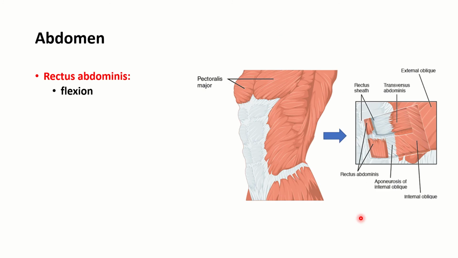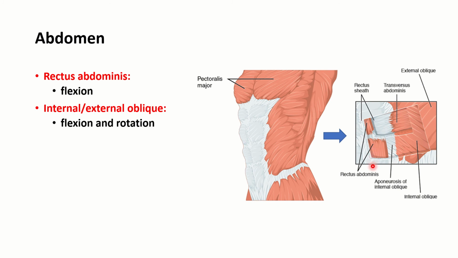Abdomen: you have a few different muscles. One is the rectus abdominis, located beneath this connective tissue sheet. You can see it here. That is the six-pack muscle, some people call it. That will cause flexion of the abdomen. Also, it brings the rib cage downward.